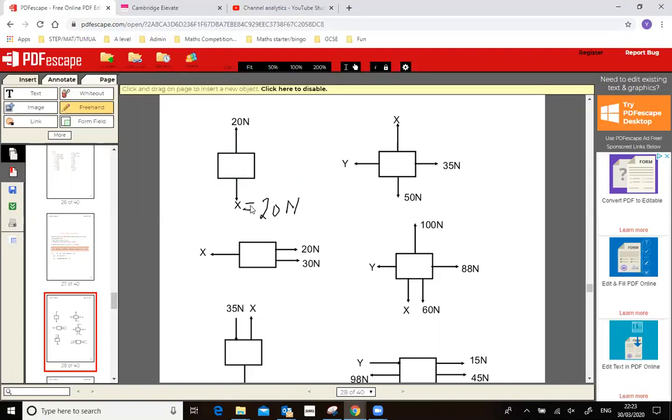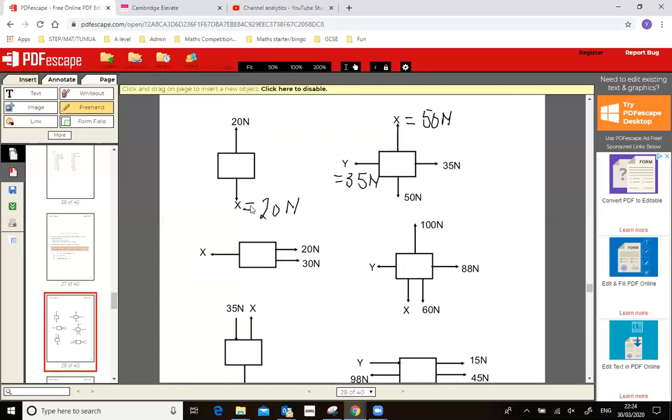Okay, let's have a look at the second example. So again, we can straight away see in the vertical direction there are two forces, X going up and 50 Newton going downwards, and they have to balance with each other. That means X equals 50 Newton. Now, let's look at the horizontal forces separately. Because we're not moving in the sideways direction, Y has to balance with the 35 Newton. So Y must be 35 as well.